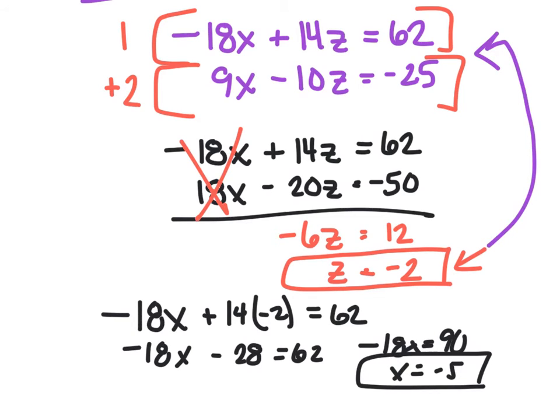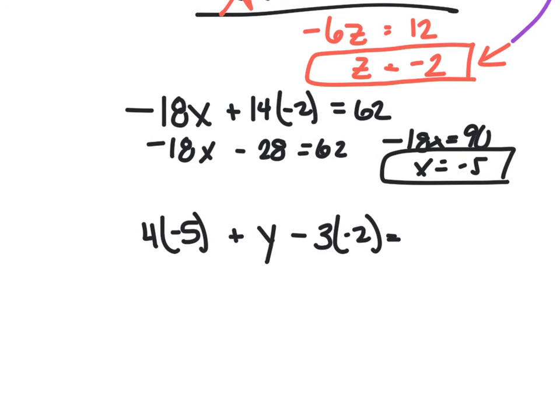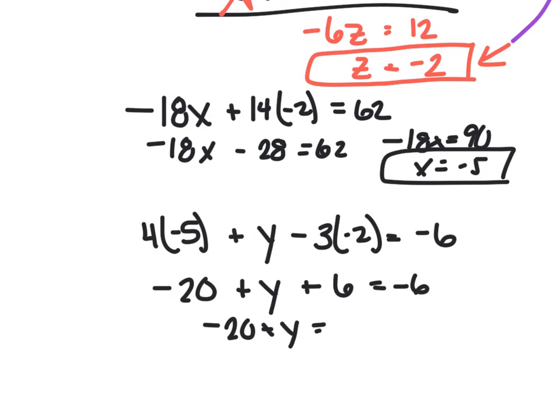Whew, okay, so I have my z, I have my x. Now I have to go get my y, which means I have to use one of those original equations from the 3 by 3. And again, it doesn't matter which one you pick, I'm just going to pick row 1. So I'm going to say that's 4 times -5 plus y minus 3 times z, so 3 times -2 has to equal -6. So that's -20 plus y plus 6 equals -6. -20 plus y equals -12. Y equals, let's see, I get a +8.